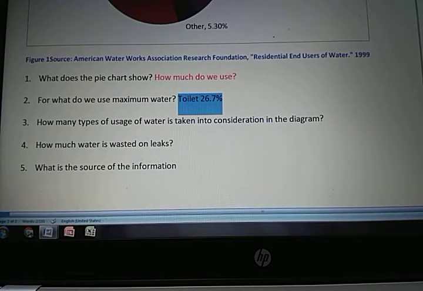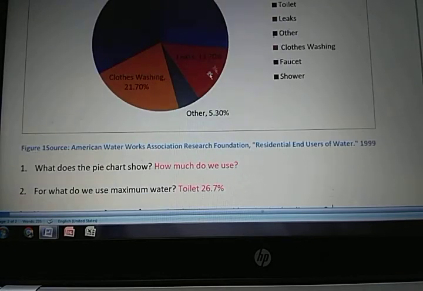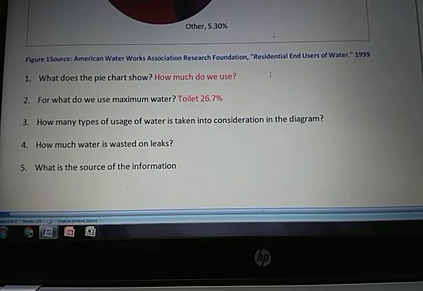So what is the next question given? How many types of usage of water are taken into consideration? So you have to count all these things. 1, 2, 3, 4, 5, 6 total. Total how many headings are there? 6. Next. How much water is wasted on leaks?